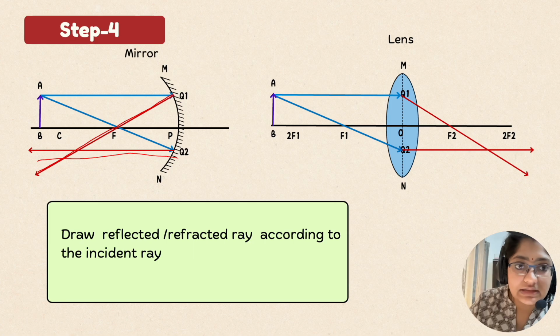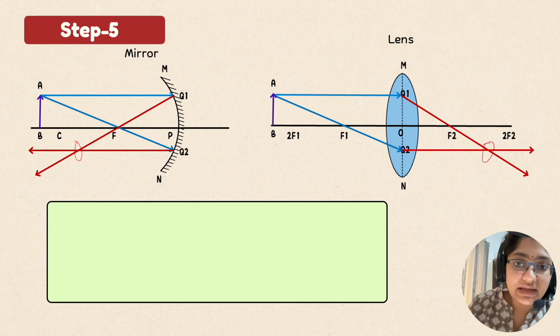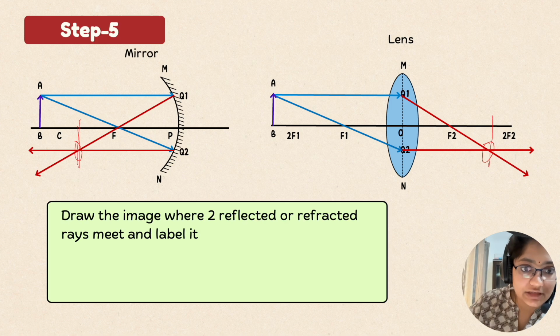Once you have drawn these two, you know that where the two reflected or refracted rays meet is where your image will be. Now the image will come from the principal axis to that point. So accordingly, I will draw my image, and you should not forget to label it.